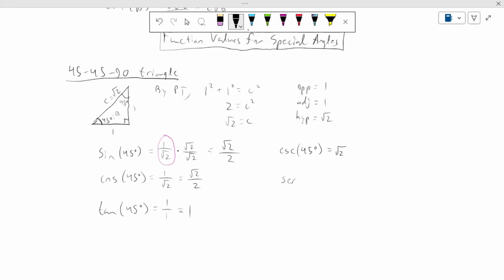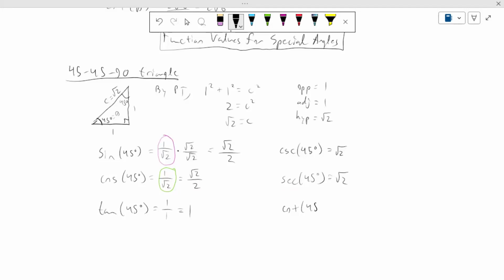Now I'll do secant of 45 degrees. I'm going to use the nice form here for that. All right, take the reciprocal and I get square root of 2, right? So sine and cosine of 45 degrees are equal to each other. Therefore, the reciprocals have to be equal to each other also, right?